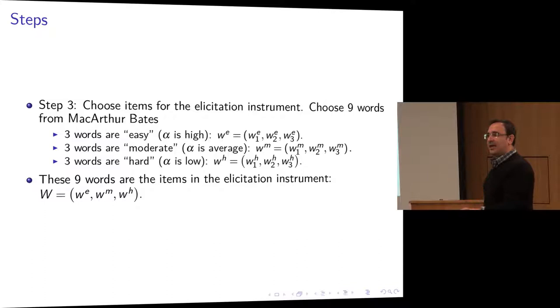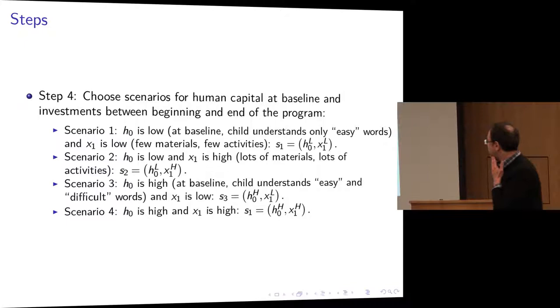Okay. So scenario one, age zero is going to be low. What I mean by this is that at baseline, the child understands only easy words. And not that the child says, really the child understands easy words. And X1 is low. We actually have a picture that shows exactly to the parent what we mean by low. Few materials, few activities. Scenario 2, age zero is low, X1 is high. Scenario 3, age zero is high, X1 is low. Scenario 4, age zero is high, X1 is high.